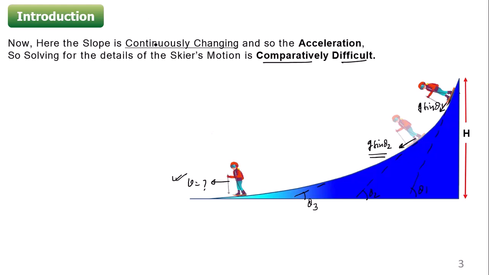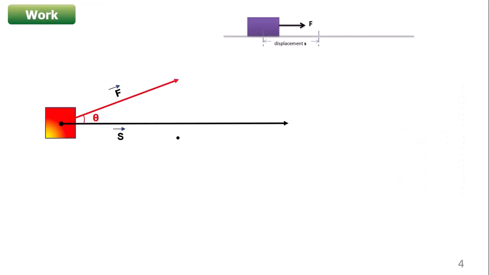Here the slope is continuously changing. Gradually the slope is changing, and because of that, the acceleration is also changing. Since the acceleration is changing, if I want to calculate the velocity with which the person comes down, it is quite difficult, because with the knowledge of simple Newton's law or the kinematics equations, you cannot calculate. So this is the basic requirement.